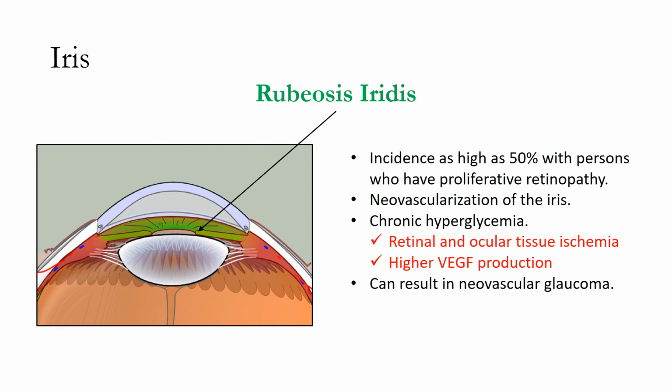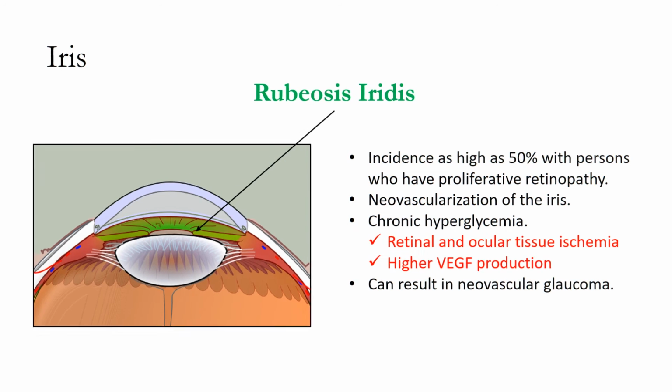Rubeosis iridis is the name given for neovascularization of the iris. It arises from the iris vessels and is thought to be triggered by retinal ischemia. The presence of rubeosis iridis is estimated to be as high as 50% of people who have proliferative retinopathy.